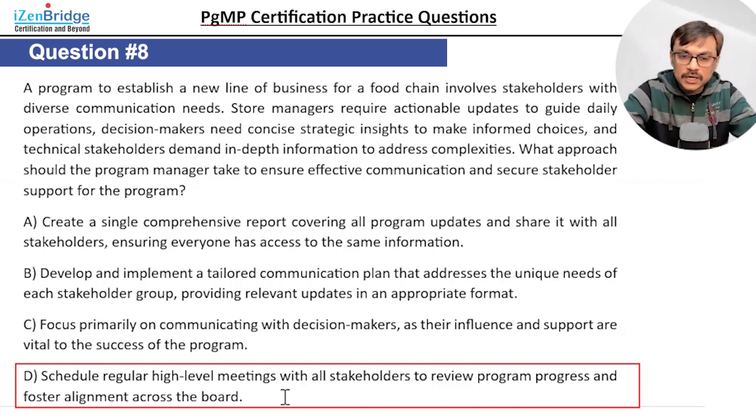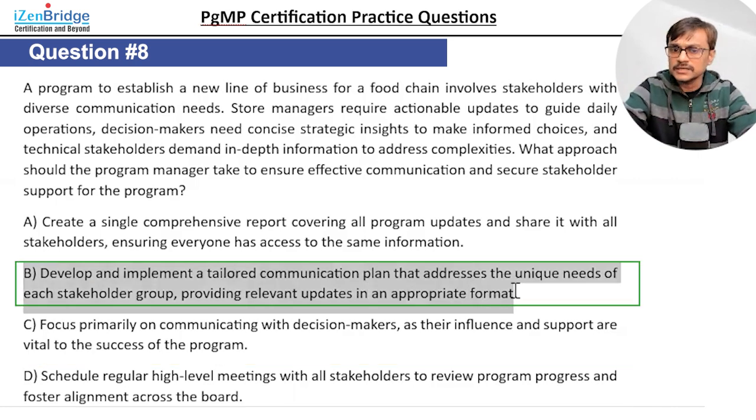Option D, schedule regular high-level meetings with all stakeholders to review program progress and foster alignment across the board. Yes, you can do that, but you don't do these kinds of things with all the stakeholders. You need to find an appropriate technique. Yeah, that's the idea. Don't just jump into one way of doing it. So a detailed report for everyone or a meeting for everyone, both A and D are not focusing on diversified communication needs. So we understand we need to tailor it.